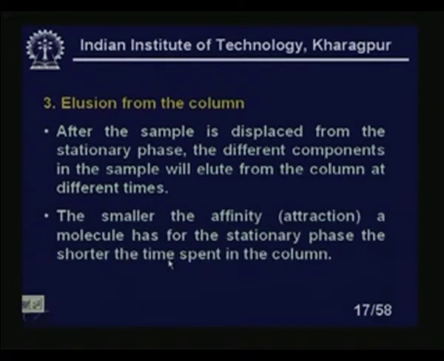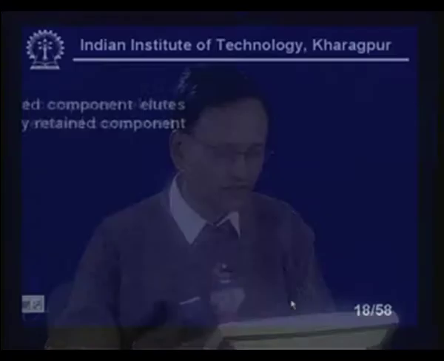The smaller the affinity, the attraction a molecule has for the stationary phase, the shorter the time spent in the column. Obviously, you will find that the affinity will be different. If you measure the affinity, one has a larger affinity than the other. This will make our separation possible, otherwise the separation would be impossible.